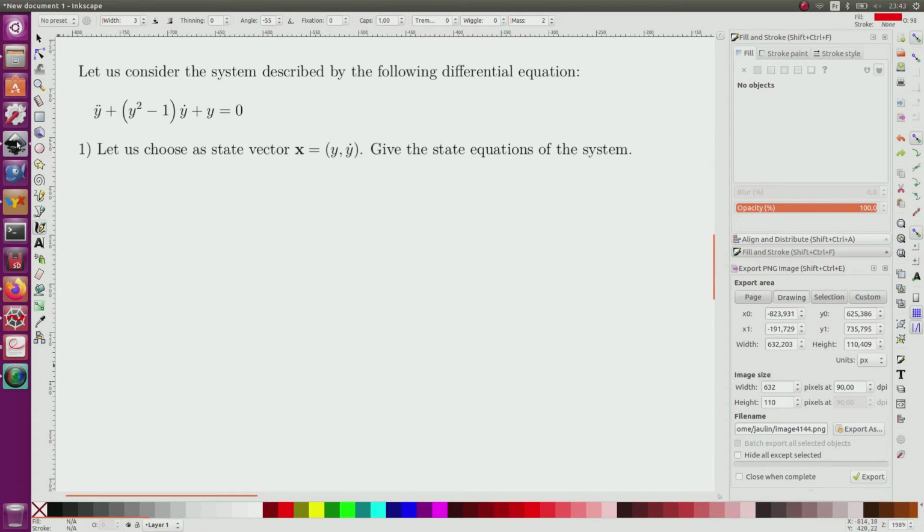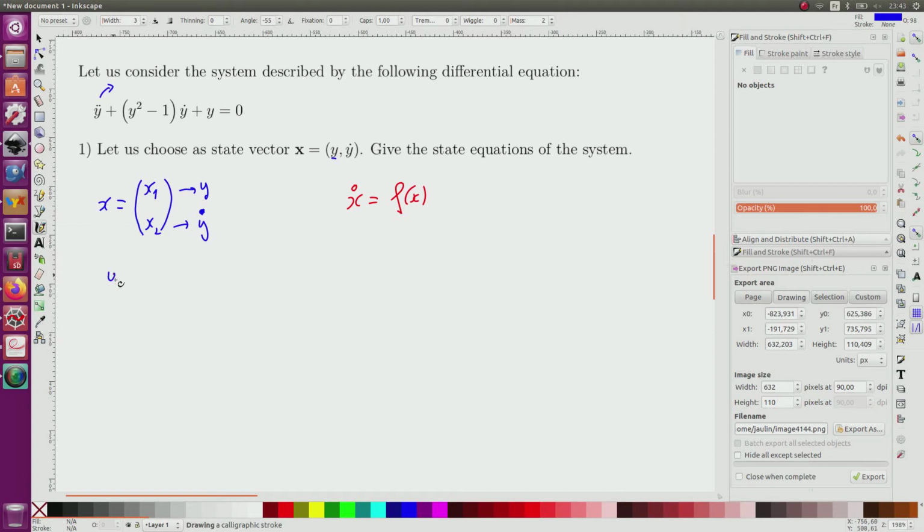So for this, we take x as a state vector, which corresponds to x1, x2, but x1 as given here corresponds to y, and x2 corresponds to y dot. So to have a state formulation, we should have something of the form x dot equal f of x. So for this, I will have to reformulate this differential equation.